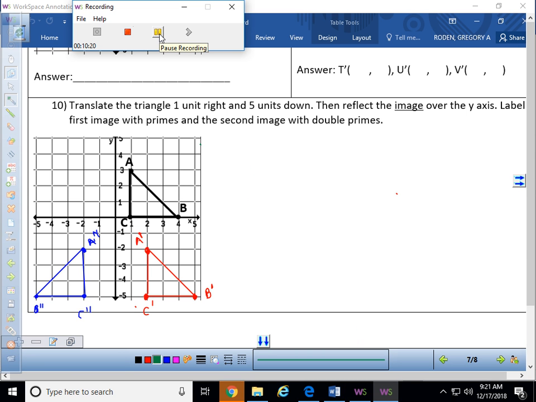Okay, so for number 10, it's basically a double transformation. We start with a translation where we go 1 right and 5 down, and this would be A prime, B prime, C prime, and then we reflect it over the y-axis using our y-axis rules, and there it is. This is what you need for this problem. So take a look at it and see if you have any questions how we got that.